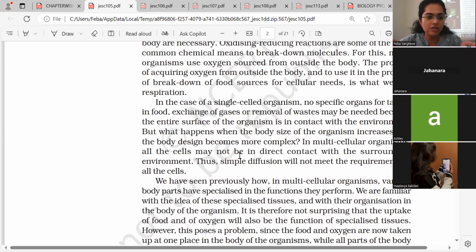So if you are having your textbooks with you, or if you have some notebooks, just note down the important things that I'm saying. Focus on all those things properly. If you have your textbook, you can mark it in your textbook itself. That will be more proper.